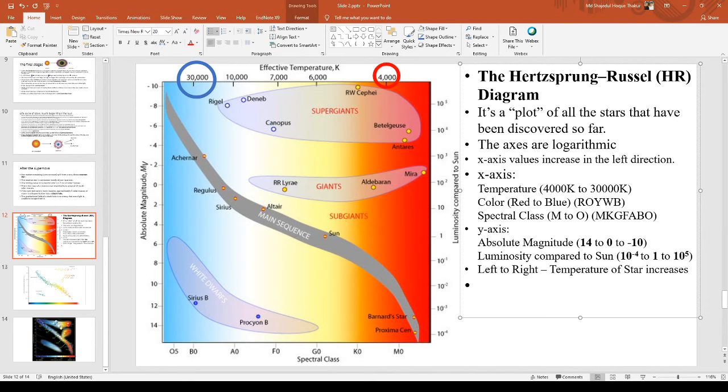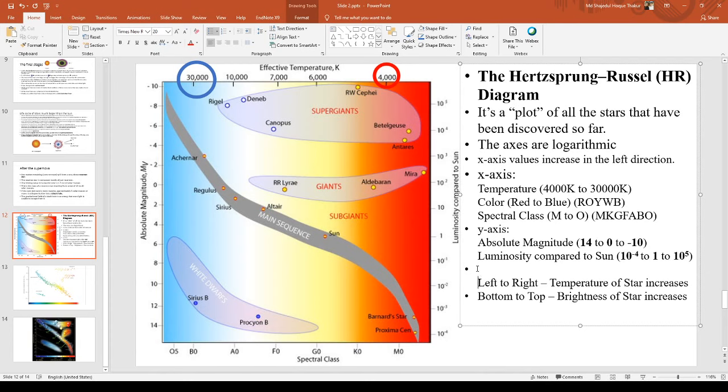And from bottom to top, brightness of star increases. From bottom to top, brightness of star increases. From left to right, temperature of star increases. Clear? This needs to be very clear to you. So from left to right, temperature increases from 4000 to 30,000 Kelvin, and from bottom to top, brightness increases.